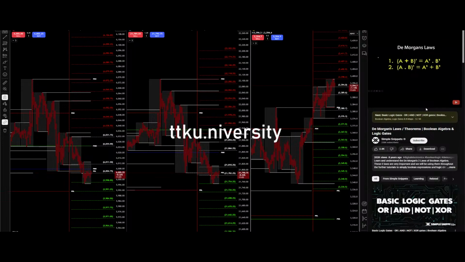So here are the 2 expressions of De Morgan's law. The first expression is as follows. A or B the whole complement is equal to A complement and B complement. The second expression or equation is A and B the whole complement is equal to A complement or B complement. So let's go ahead and prove these.